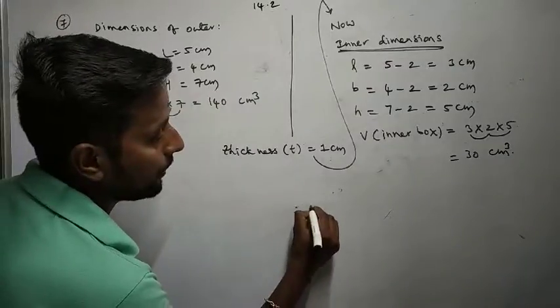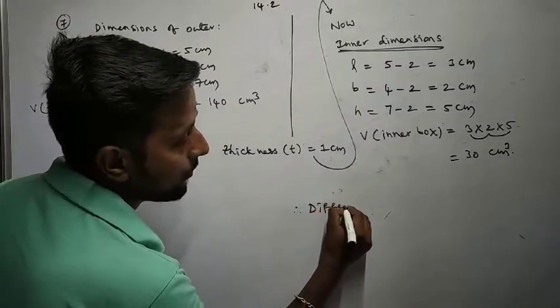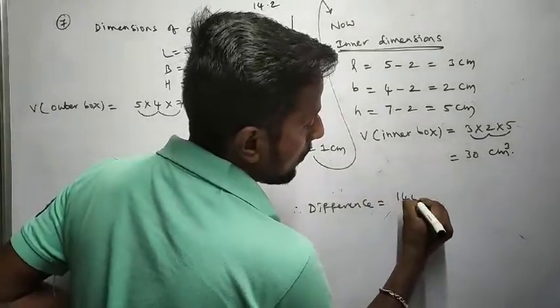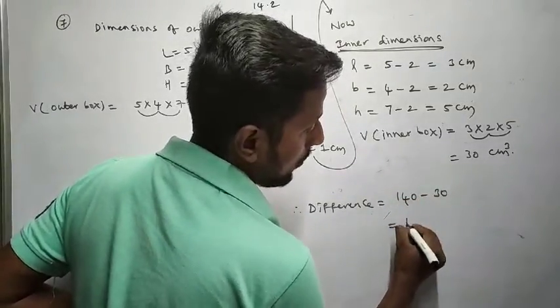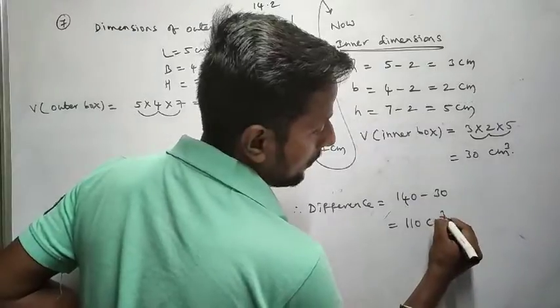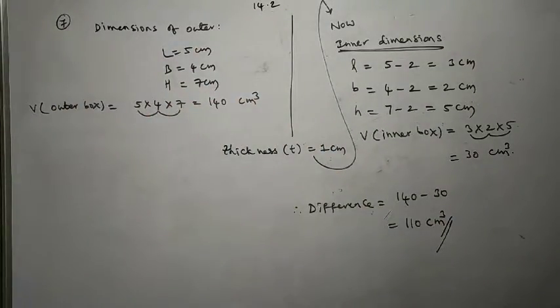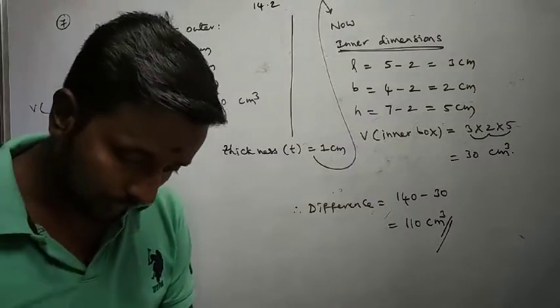Now therefore the difference. Look at 140 minus 30, that is 110 centimeter cube. That's the answer.